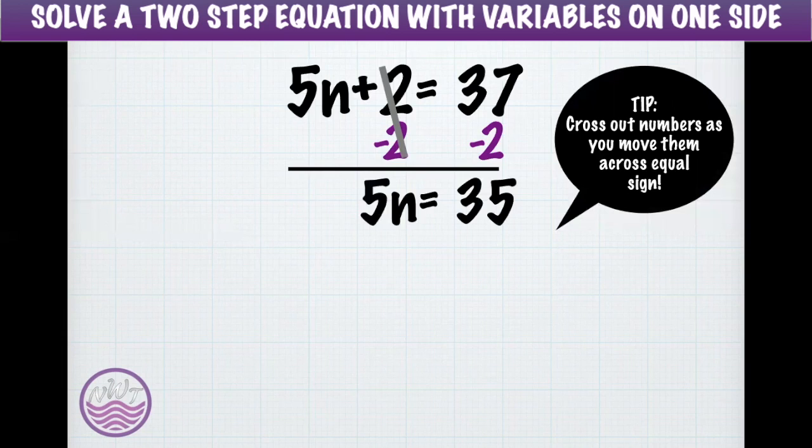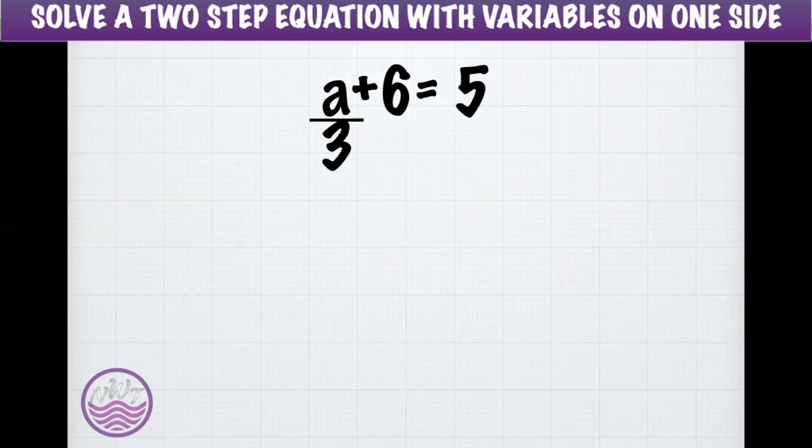Going on, I have 5n equals 35. Again, that 5 and n are being held together by multiplication. So I'm going to go ahead and divide both sides, which is my inverse. I'm going to divide by 5. And again, if you can cross out, make sure you cross out so now I can see what I have left over. And 35 divided by 5 will give me 7 as my final answer.